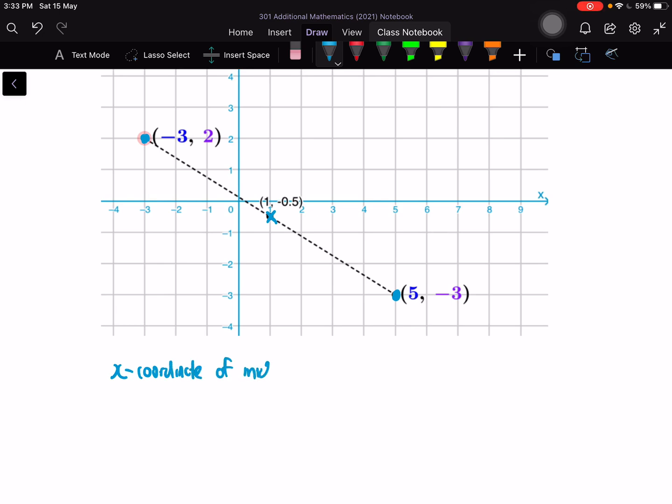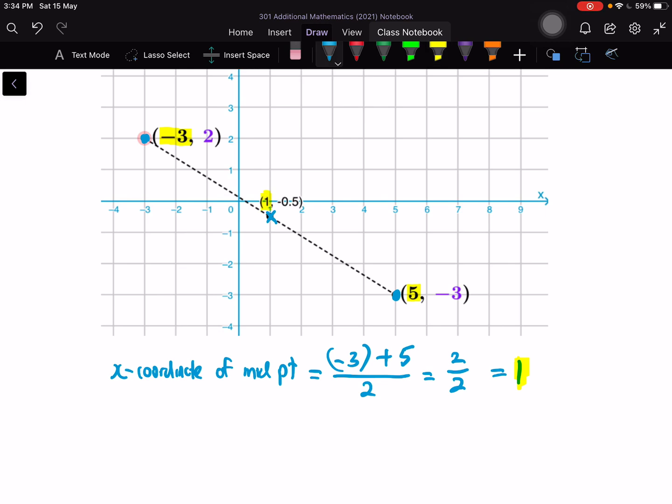Previously we tried to find the average of the x coordinates, so let's see whether it works. The x coordinate of the first point is -3. The x coordinate of the second point is 5. How do we take the average? You have to add: -3 plus 5, and you divide by 2. So -3 plus 5 gives you 2, divide by 2, and you get 1. So you can see that the x coordinate of the midpoint is 1, and it works.